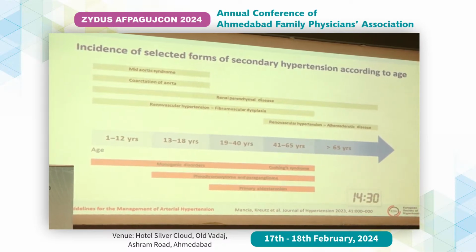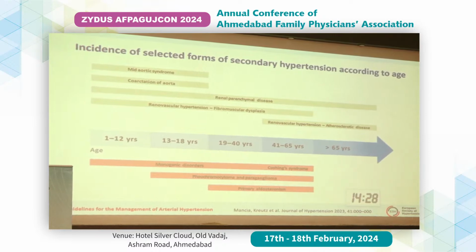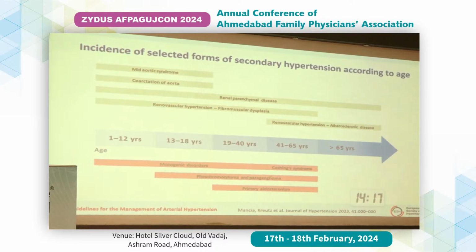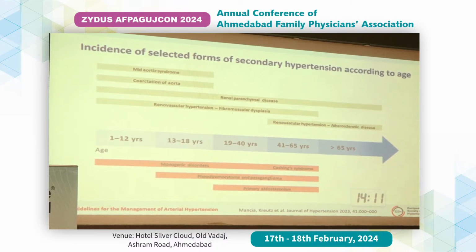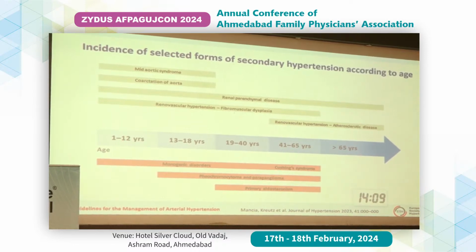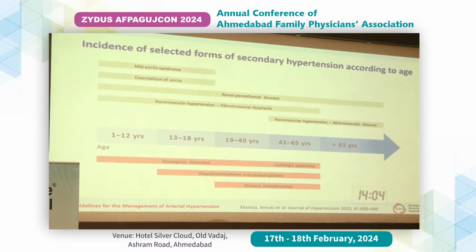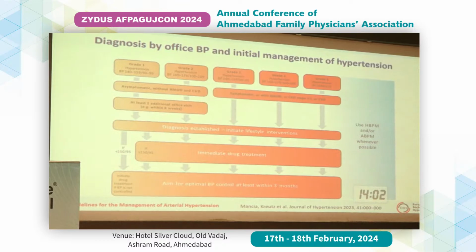And what are the various incidences for selecting the form of hypertension according to age? Most of the time we see renal parenchymal disease at any age, from 0 to 100. But if a person's age is above 60, there are chances of renovascular hypertension. More than 40, we can have monogenic disorder, pheochromocytoma or primary aldosteronism. If none of these are present, then naturally it is termed essential or primary hypertension. So we can diagnose our patients from this BP chart.